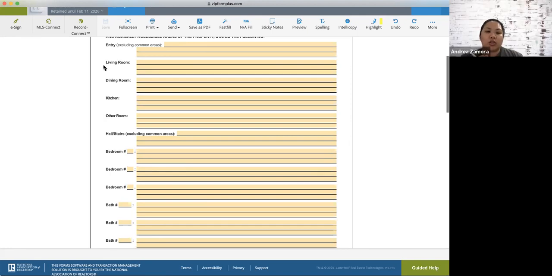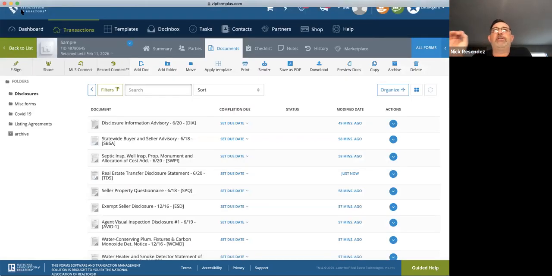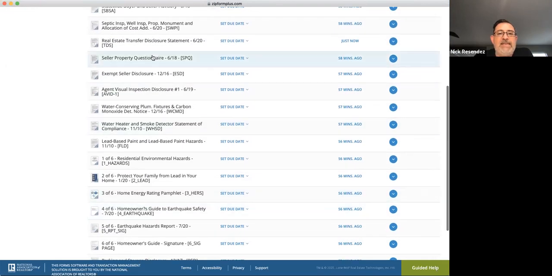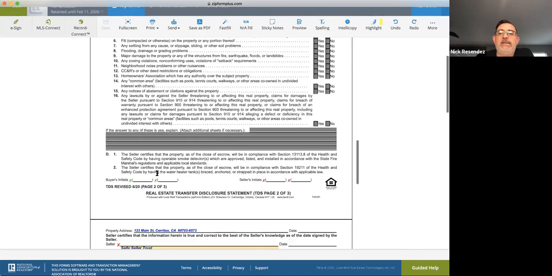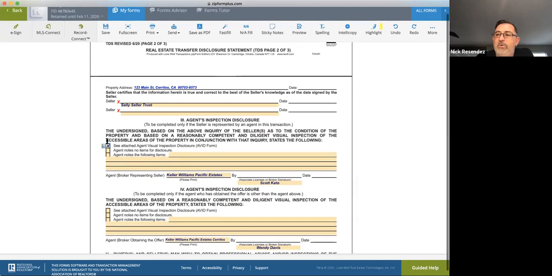For listings, when should this be completed? Great question. So first and foremost, all disclosures from the seller are required to be delivered to the buyer within 7 days. The TDS, the second piece to this, the TDS right here, is not considered fully complete until the listing agent completes their agent visual inspection. So what does that mean? It means it needs to be completed and delivered with all the disclosures by the seller within 7 days.